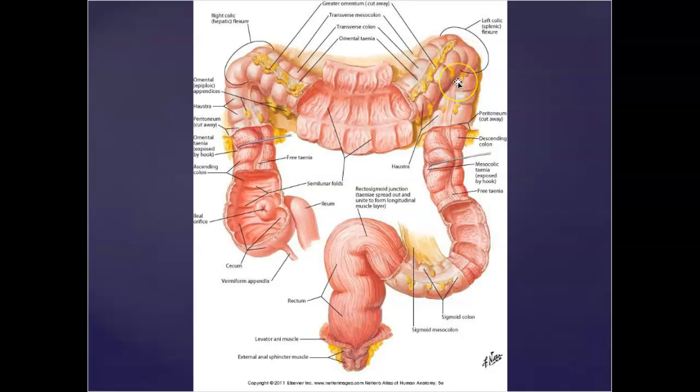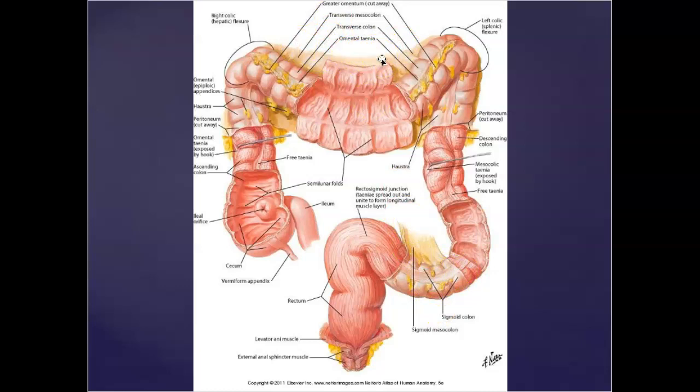The transverse colon, you can see here, has this mesentery, this transverse mesocolon, that will help hold it to the posterior abdominal wall, and the sigmoid colon as well has this sigmoid mesocolon. It doesn't have a mesentery, that's more for the small intestine, but the mesocolon here connects the sigmoid colon and the transverse colon to the posterior abdominal wall.